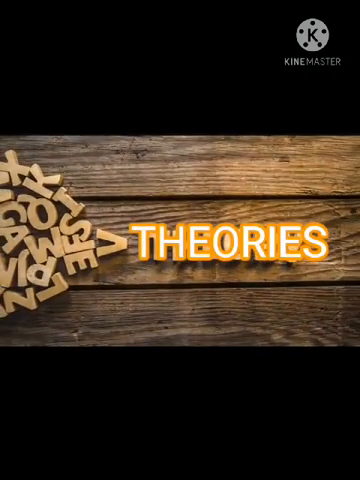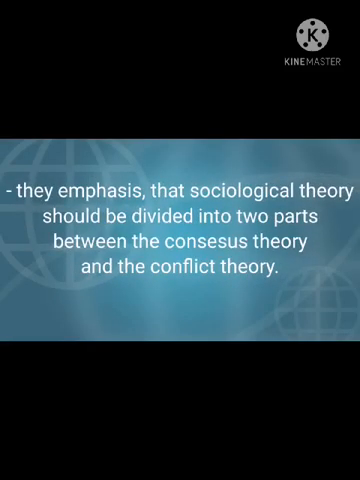Theories. According to some sociologists, society has two phases, the phase of consensus and the phase of conflict. They emphasize that sociological theory should be divided into two parts: the consensus theory and the conflict theory.